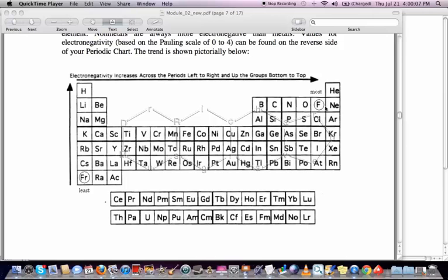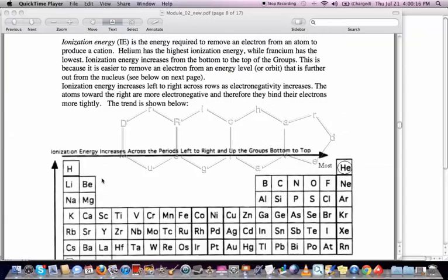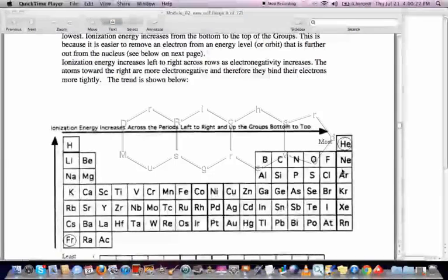So really all you would need to know is that fluorine is the most electronegative element, while francium would be the least. If we take a look at ionization energy, that's going to be the energy required to remove the outermost electron from an element. And what we're looking at here is helium being the highest ionization energy. That's the one that's hardest to remove an electron from.